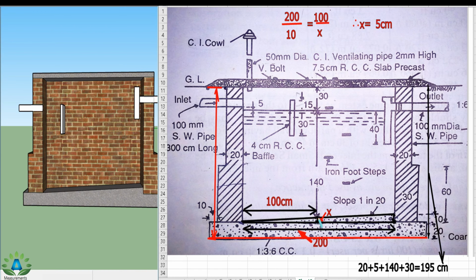That means the small portion is 5 centimeter, and we are going to find the height of excavation from this point up to this point. So we can easily write this height 20 centimeter plus this small portion 5 centimeter plus this portion 140, and plus the small portion is 30. So we get our height of excavation, that is 195 centimeter. That is, our height equals 1.95 meter.